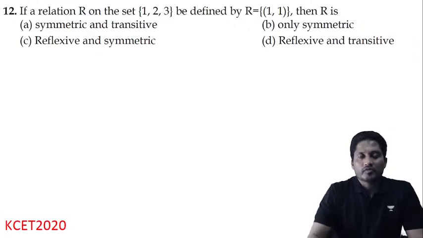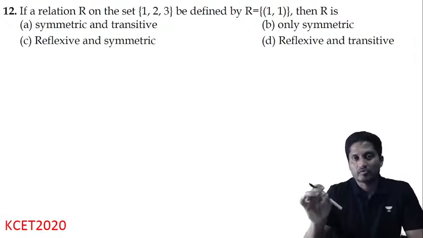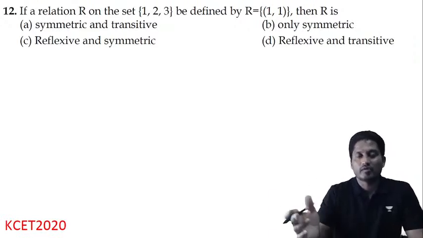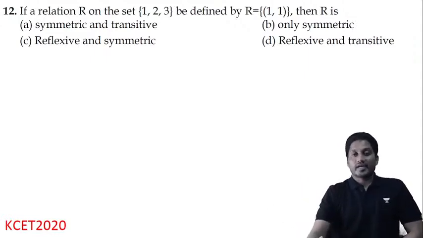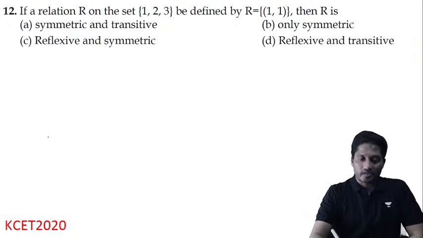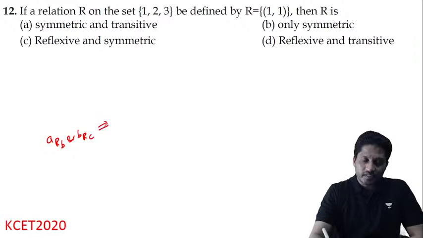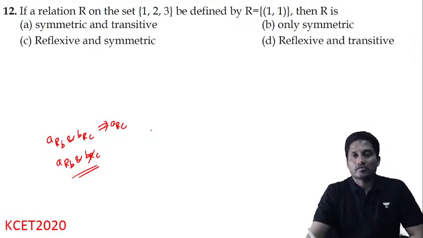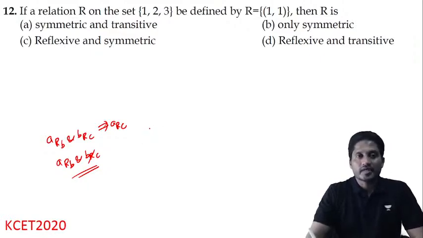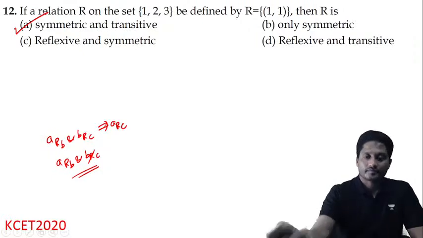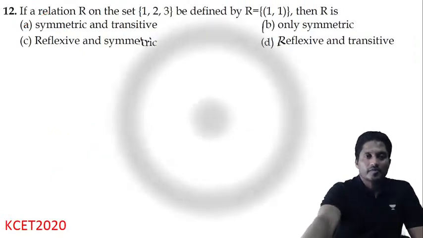Relation R on the set {1, 2, 3}, R is equal to {(1, 1)}. Obviously, it is not reflexive. For reflexive, (1, 1), (2, 2), (3, 3) should be there. But it is symmetric: (1, 1), if you reverse, you get (1, 1). And it is transitive also. Transitive, you see in two cases: A relates to B and B relates to C implies A relates to C. The second case is a vacuously true statement: A relates to B and B does not relate to anybody else. So it is symmetric and transitive but not reflexive. Answer is option A. Let's move to the next question.